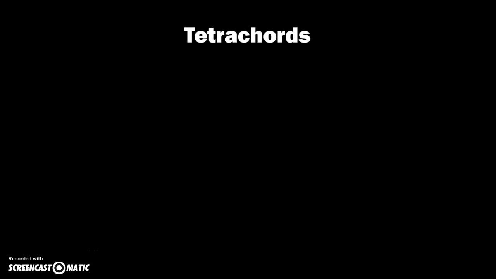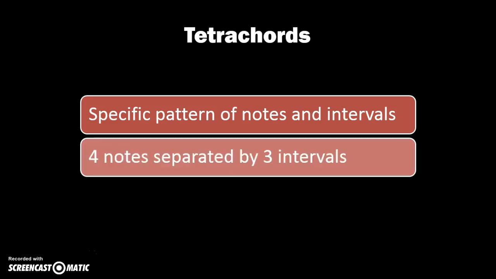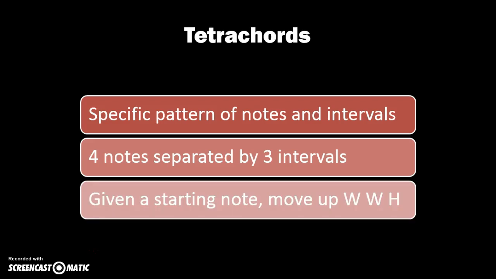Today we talk about tetrachords. A tetrachord is a specific pattern of notes and intervals. In our use of the word, we're looking at four notes that are separated by three intervals. If you're given a starting note, that pattern of intervals will be whole, whole, half, or whole step, whole step, half step.